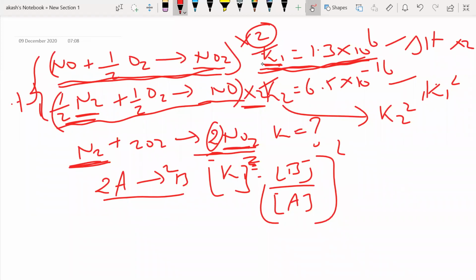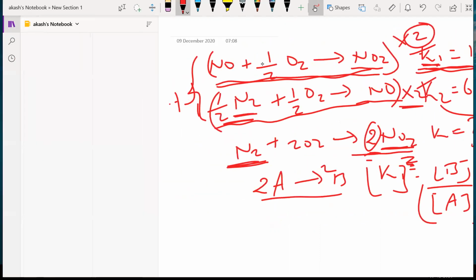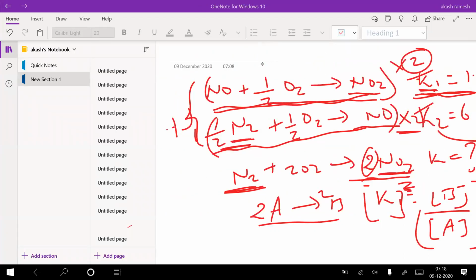Don't remember. Any guesses, guys? You need not be right. Any guesses you want to put in the chat, or you want to unmute and talk? If I add two reactions, what will happen to their equilibrium constants? What should I do to the equilibrium constants? Again, silence. That means obviously you don't remember.